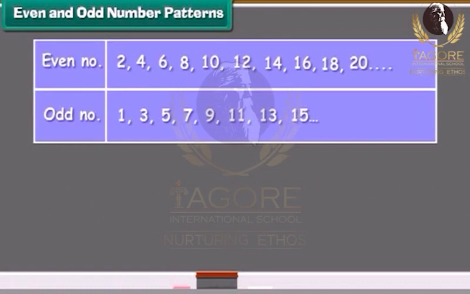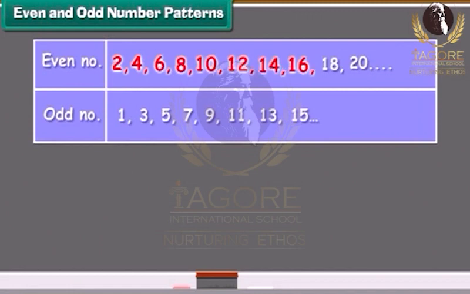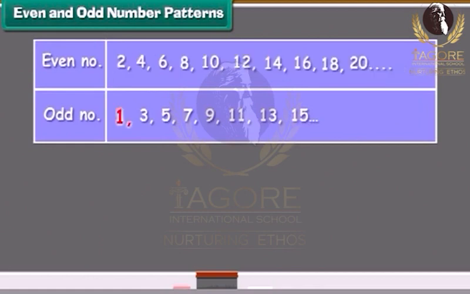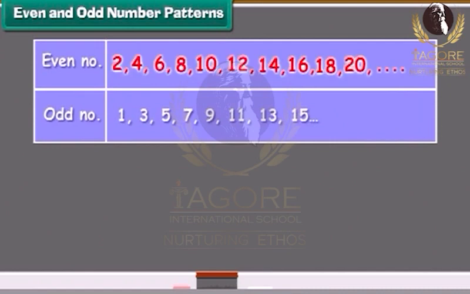Look at the numbers given here. 2, 4, 6, 8, 10, 12, 14, 16, 18, 20, and so on. 1, 3, 5, 7, 9, 11, 13, 15, and so on. The first series are called even numbers.